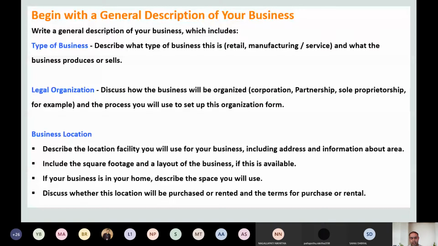So both people and government run the business. So that is called corporations. Okay, so you have to decide how your business is going to be, right? Then business location. You have to include this in your business plan.